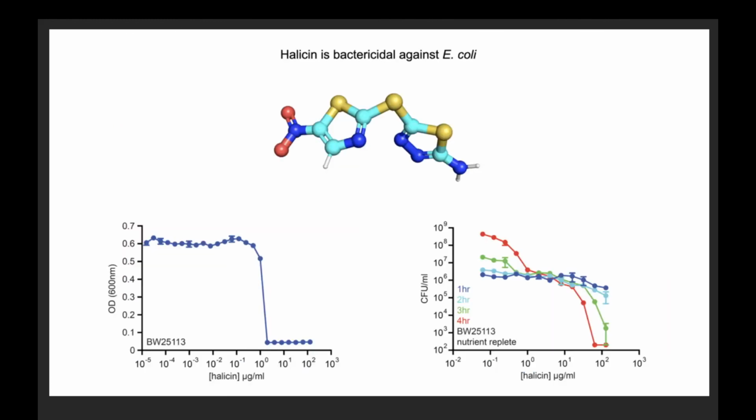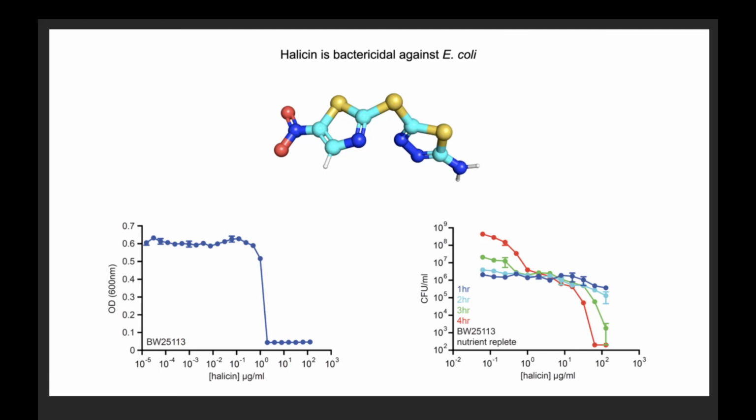So the first set of experiments that we did were, again, just using lab strain E. coli. On the left, this is just dose response of growth inhibition of E. coli with Halicin. And we observed that Halicin can inhibit the growth of E. coli at about 2 micrograms per milliliter concentration. And we observed, additionally, that this growth inhibition was due to bactericidal mechanisms. So we see on the right that with increasing concentrations and increasing time, Halicin is able to kill E. coli in culture rather than just inhibiting its growth.